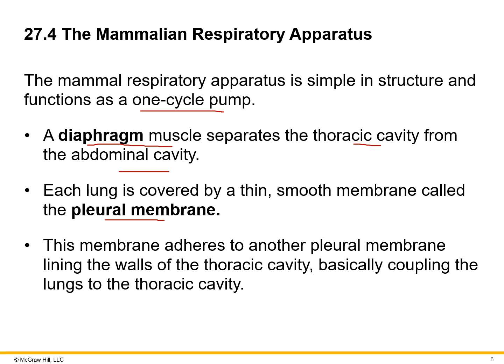So again, that pleural membrane adheres to other pleural membranes in the lining of the thoracic cavity, essentially coupling the lungs to the thoracic cavity. It's not essentially glue, but it is an adhesive that attaches those lungs to the cavity.